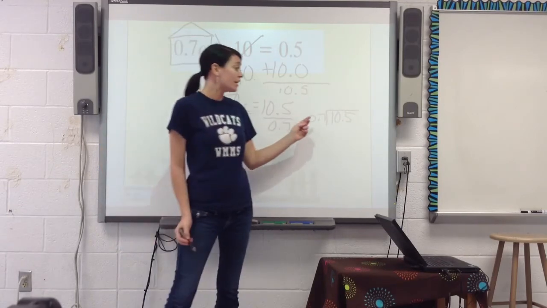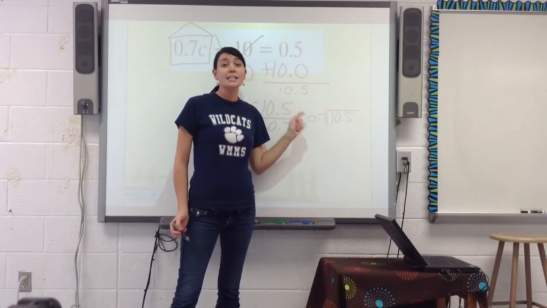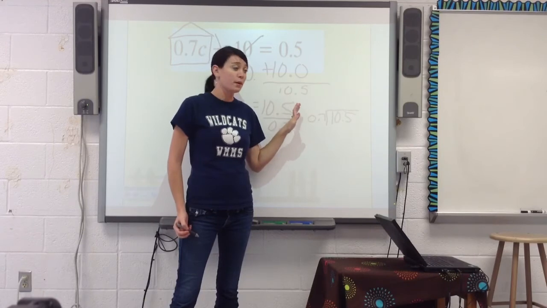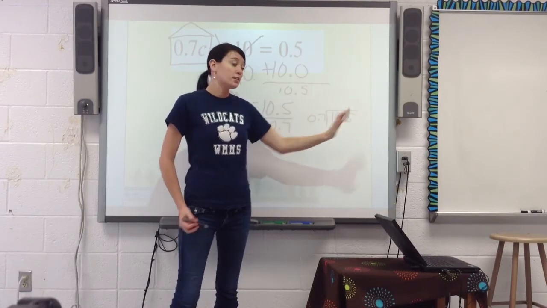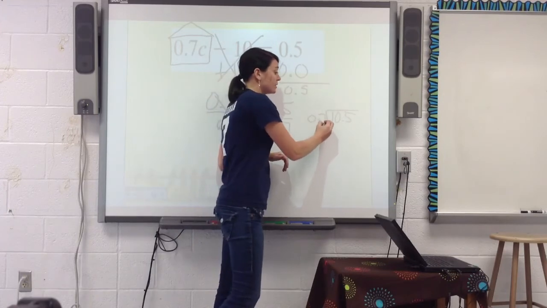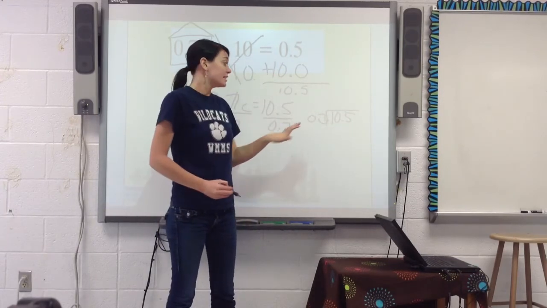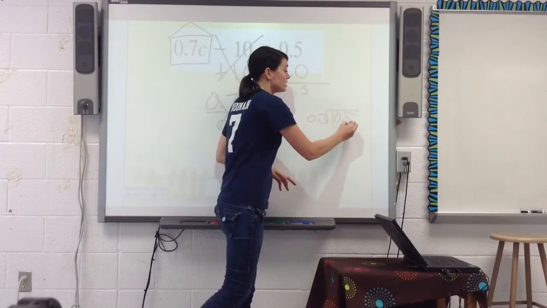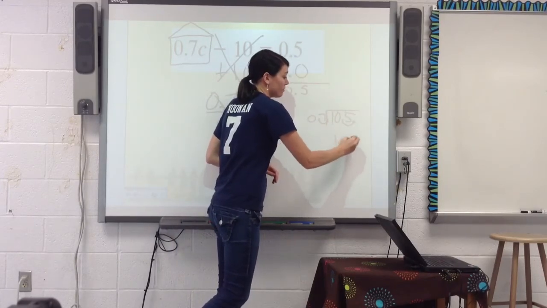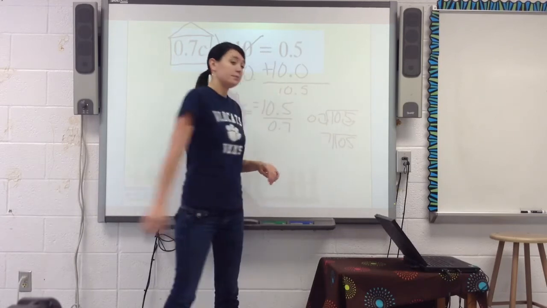Okay, I can't divide with a decimal on the outside. I need to turn that 7/10 into a whole number. In order to do that, I need to move my decimal point. We need to move it to the right, so I'm going to move it one place. Now it's 7, a whole number. Since I moved it over one place here, I need to move it over one place here. So this becomes 105 divided by 7.